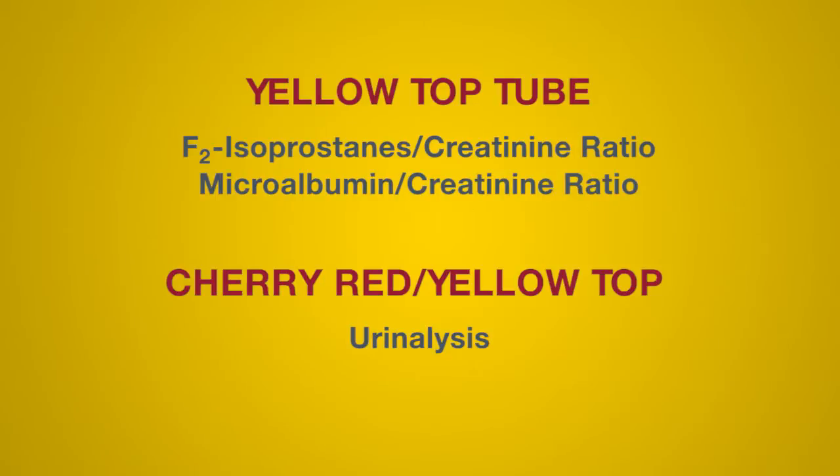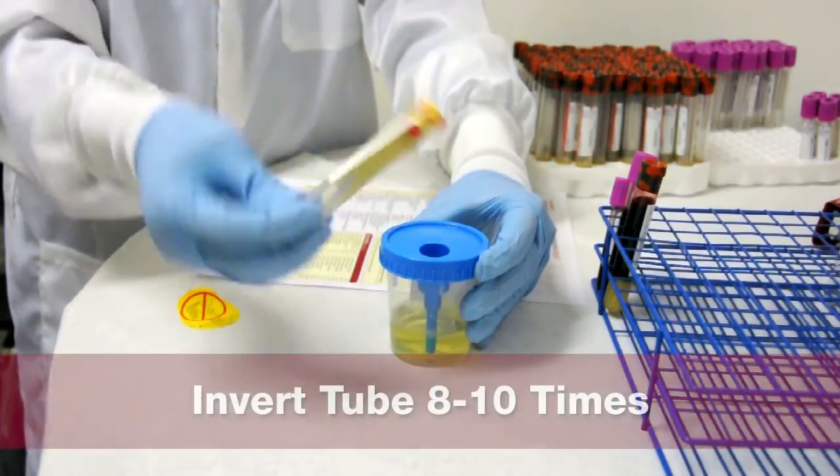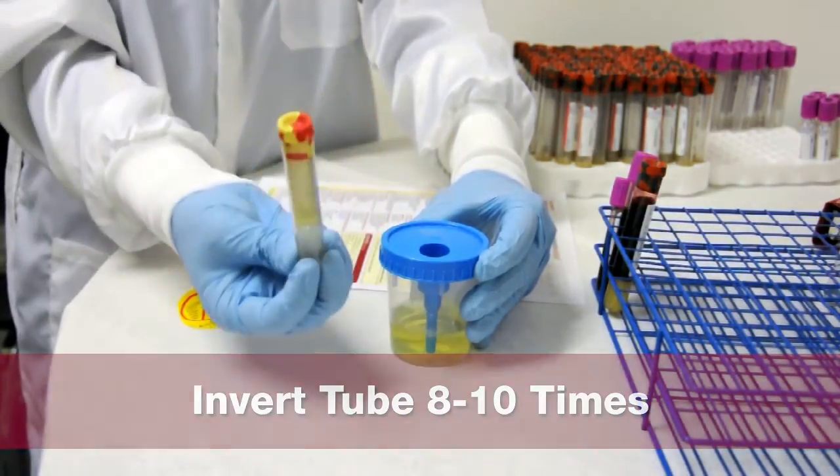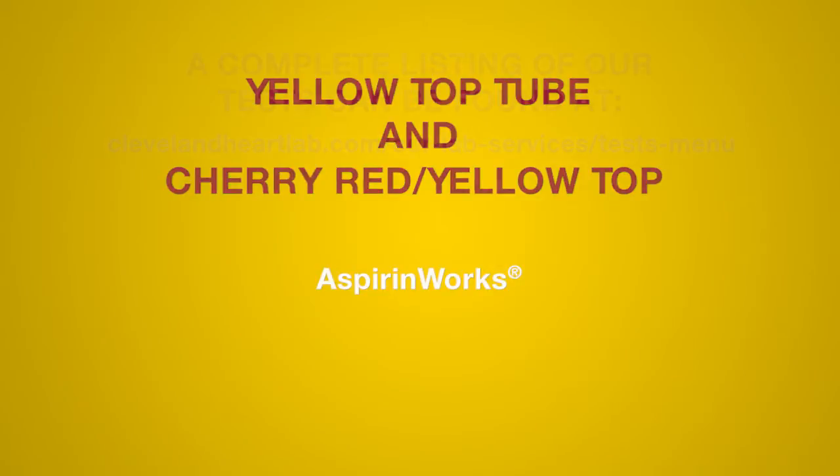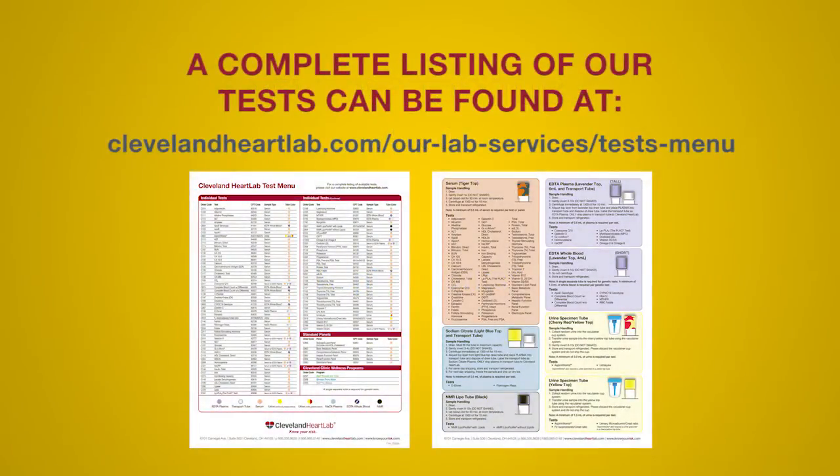The cherry red yellow top tube, which contains a preservative, is used for the urinalysis test and should be gently inverted 8 to 10 times. Both tubes are needed for the aspirin works test. For a complete listing of our tests, listed by tube type, please reference our sample handling one-page card or reference our test menu on our website.